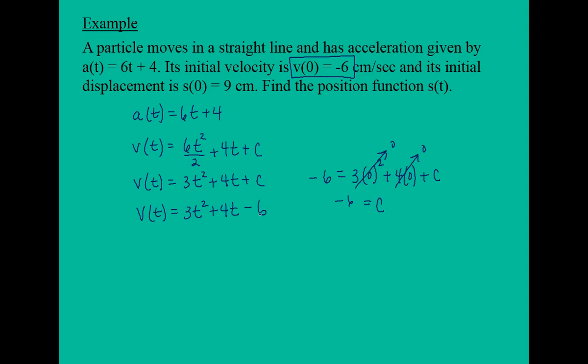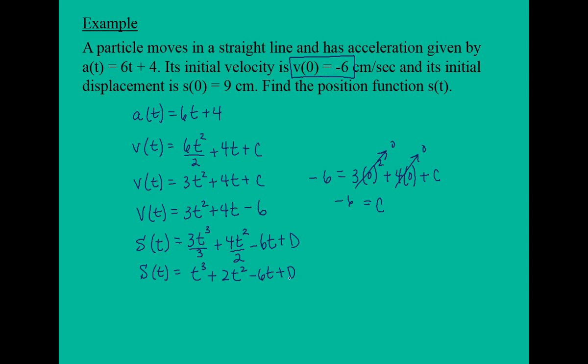We know that the position function comes from the antiderivative of our velocity function. So let's find the antiderivative of our velocity. It would be 3t cubed over 3 plus 4t squared over 2 minus 6t plus some constant. If we simplify and clean that up a little bit, we'd have t cubed plus 2t squared minus 6t plus d.